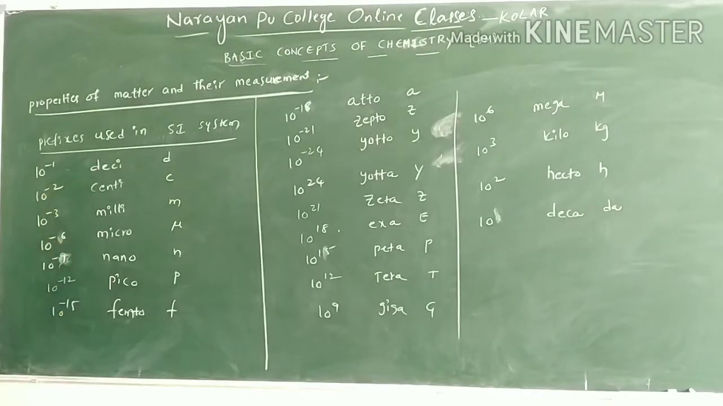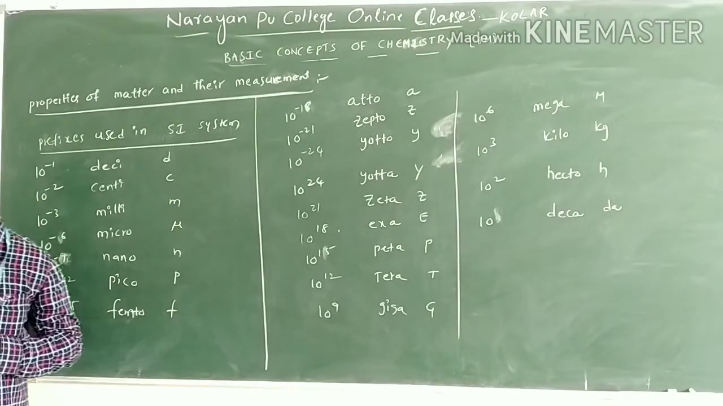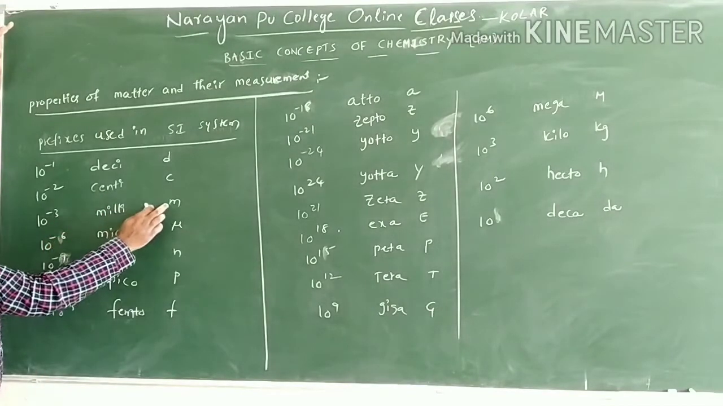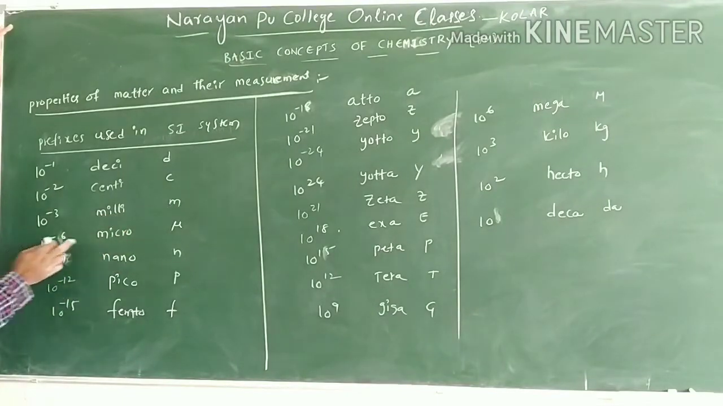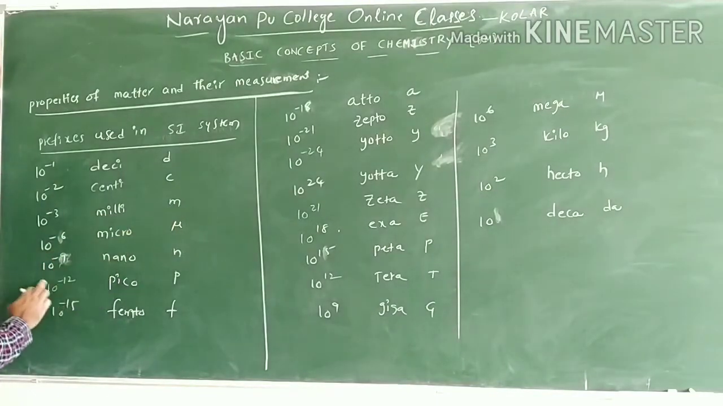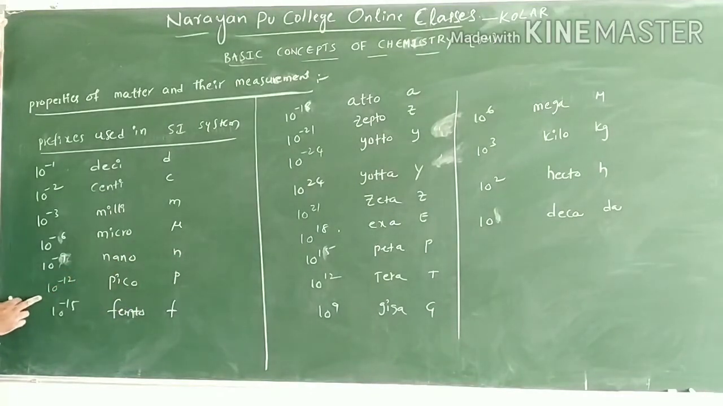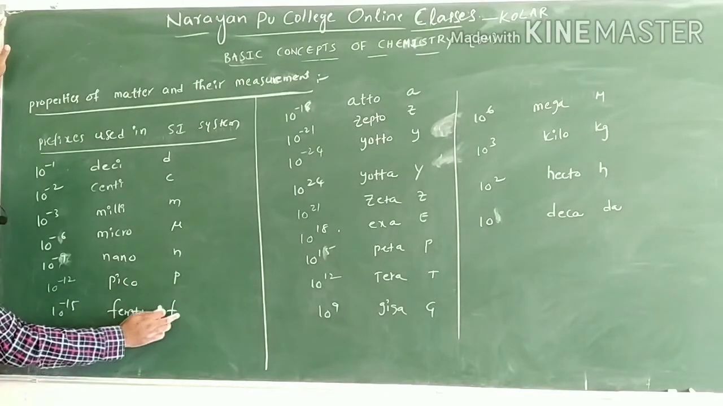Now we can see some of the prefixes used in the SI system. So the prefixes can be presented like this: 10 power minus 1 is represented by d only. 10 power minus 2 centi, c. 10 power minus 3 milli, m. 10 power minus 6 micro, this is mu. 10 power minus 9 nano, n. 10 power minus 12 pico, p. 10 power minus 15 femto, f.